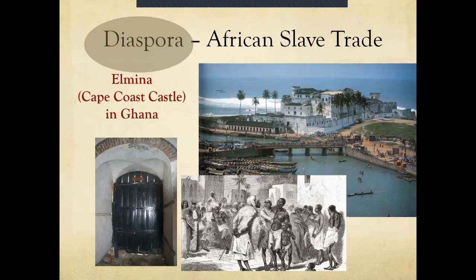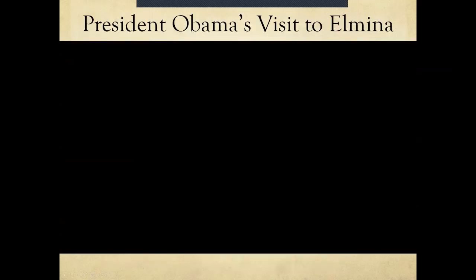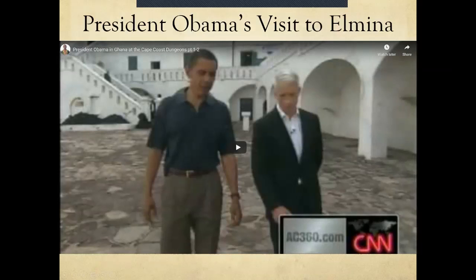And I want to show you, this is a clip. President Obama ended up visiting Elmina at the Cape Coast Castle. And this is the CNN did a story on his visit there, and I want you to pay attention to what he has to say, and you'll be able to see the different areas of the Cape Coast Castle.